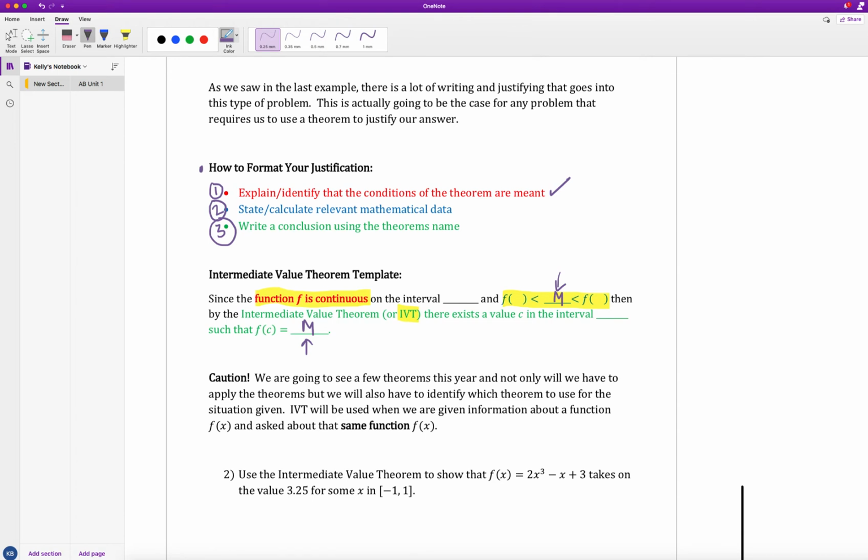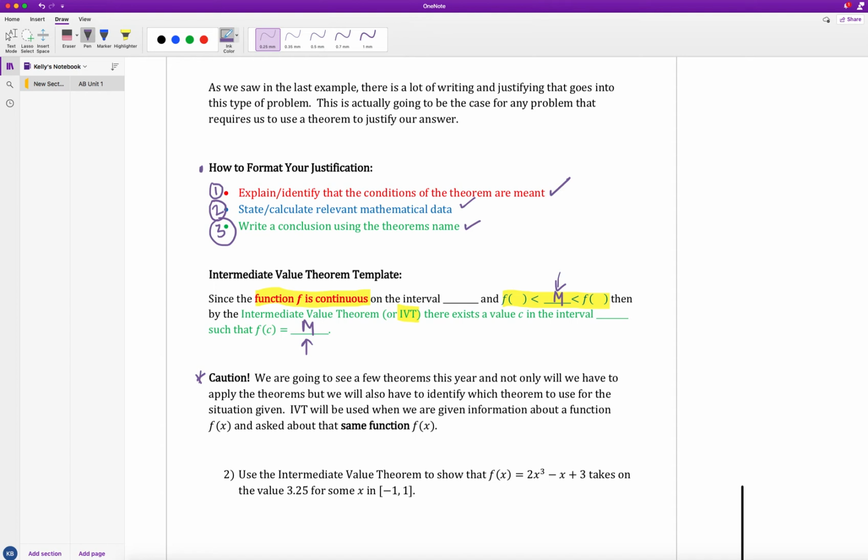So sometimes we need to compute something, sometimes it is directly given, or there's a lot of information given and we have to extract that certain data that we're looking at. And then the last thing is we have to conclude our statement using the theorem's name to know which theorem we're justifying about. One word of caution is that throughout this course, we are going to see quite a few theorems. And not only will we have to apply the theorems, but we'll also have to identify which theorems to use for the situation that is given.